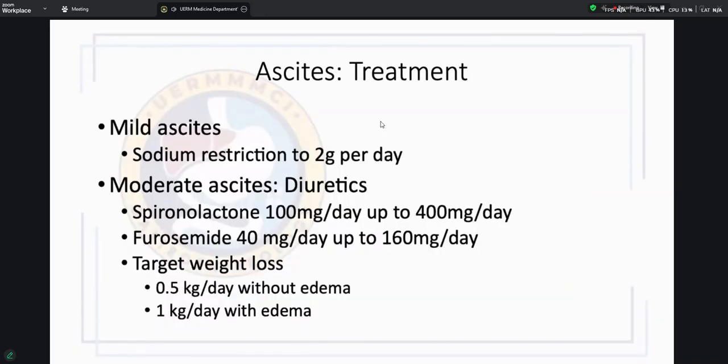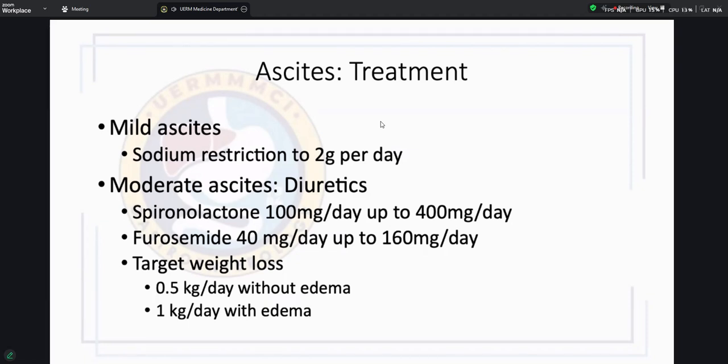The first step in the management of ascites is sodium restriction. The recommendation is to limit sodium intake to less than 2 grams per day. This is equivalent to slightly more than 3/4 of a teaspoon of salt. They say that most average diets in the United States contain around 6 to 8 grams of sodium per day, and if a patient eats in restaurants or fast food outlets, then the amount of sodium in their diet can already exceed the recommended daily intake.